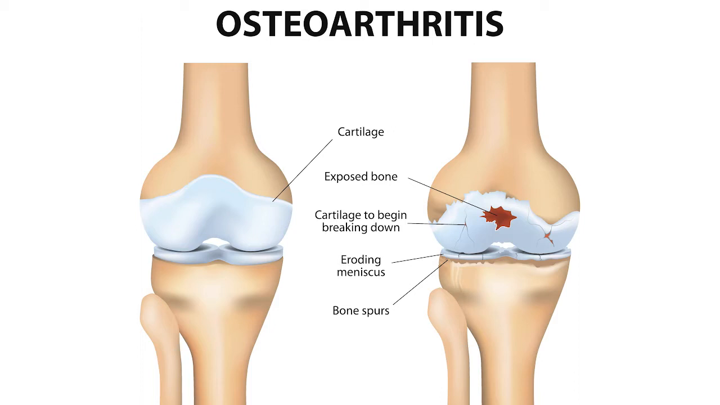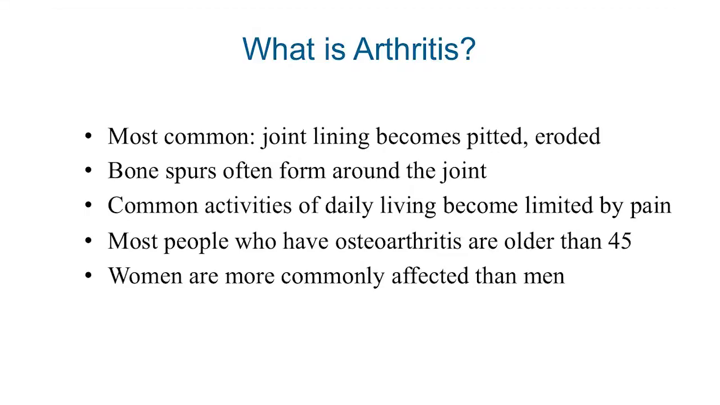And they find their way to the edge of the joint. The bone spur itself is not the problem, it's the result of the problem, which is the cartilage falling off the bone. And in the process of osteoarthritis, activities of daily living become limited by the pain. And most of us, as we get older, over the age of 45, do have a little bit of arthritis, and it just so happens that women are more affected by it than men.